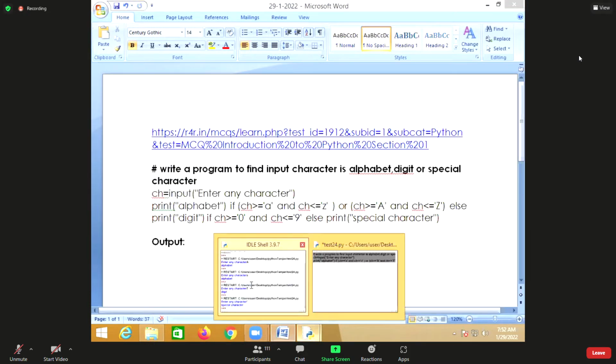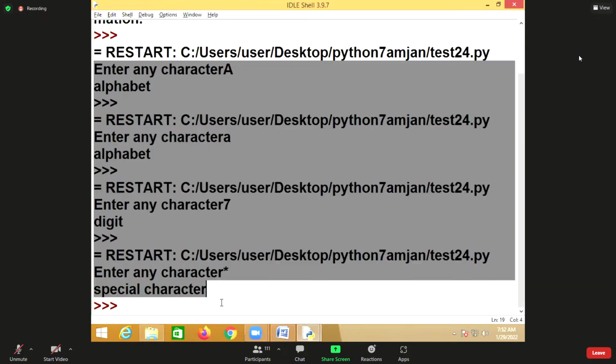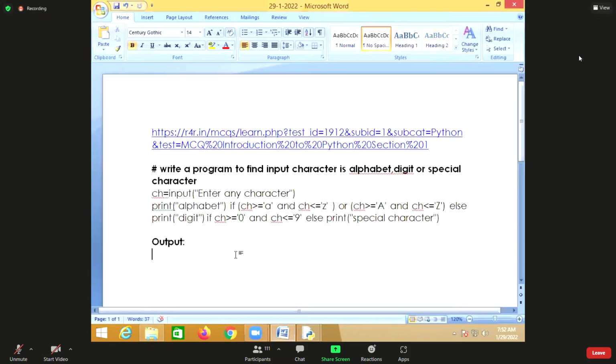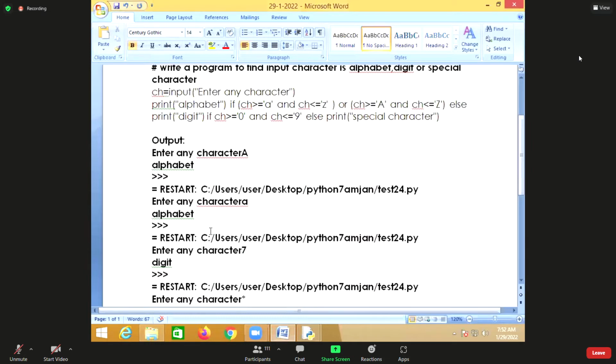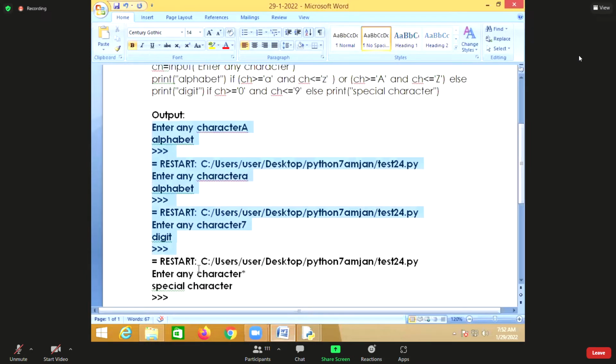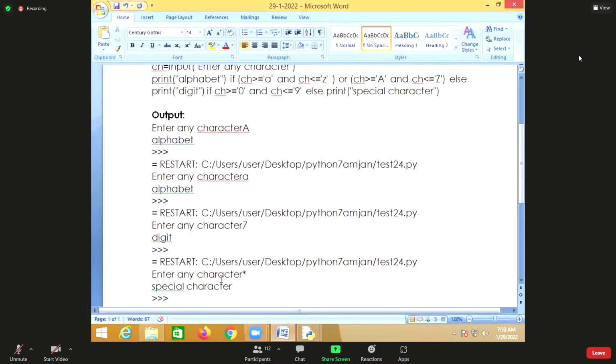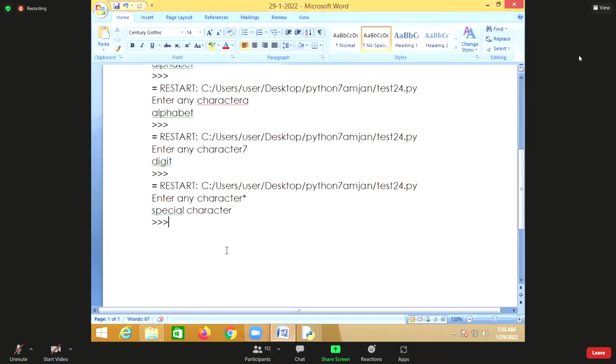So you can see, yes, enter a character A, yes. So this is the output of this particular code. This is how you use relational operators, logical operators, as well as conditional operators.